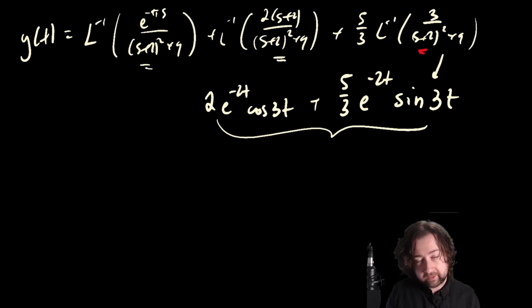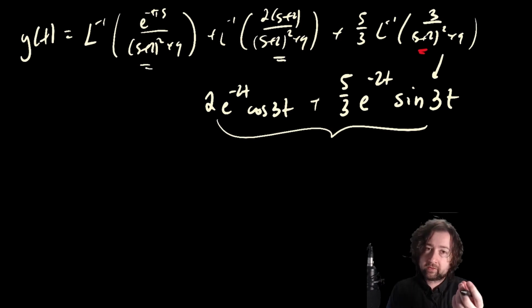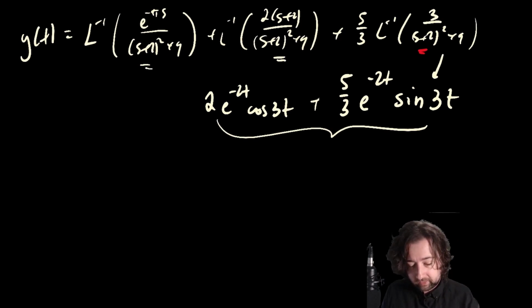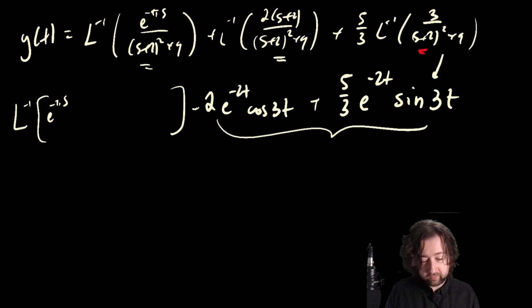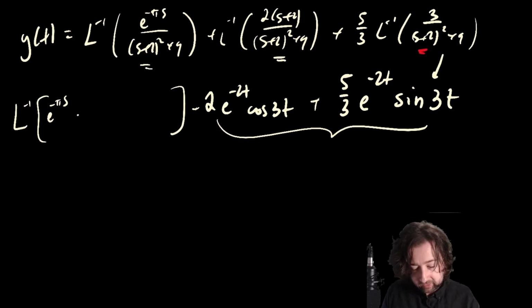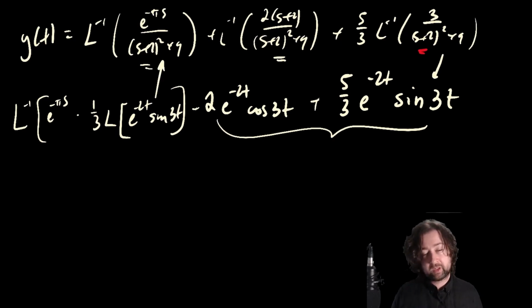Okay, so let's deal with the last term. And the way we're going to deal with the last term is we're going to try to slowly unravel what's happening here. So the last term is going to be the inverse Laplace transform of, well, let's see what happens. The e to the minus pi s I'm going to deal with last. I know what the inverse Laplace transform is of 3 over (s plus 2) squared plus 9. So I'm going to get a 1/3 times e to the minus 2t times the sine of 3t, because that's what turns into that shape up there. Once I get rid of the e to the minus pi s, that's what's in there.